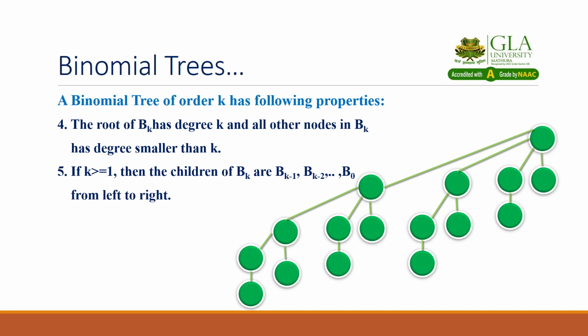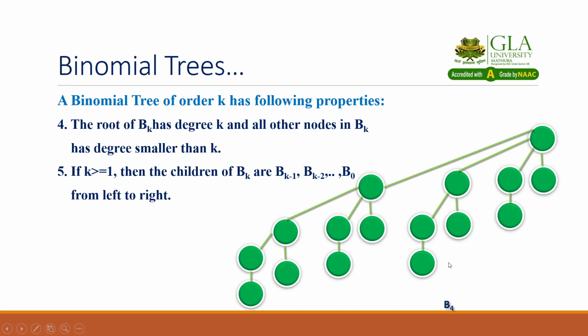So whatever the children of a Bk tree are, they follow the order of Bk minus 1, Bk minus 2, up to B0 from left to right. We can see here a binomial tree of order 4. So it will give you 2 to the power 4, meaning 16 nodes. You can count 1, 2, 3, 4, 5, 6, 7, 8, 9, 10, 11, 12, 13, 14, 15, 16.